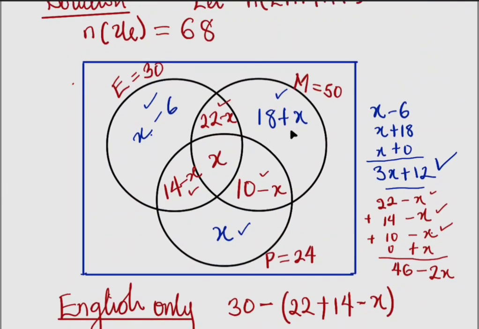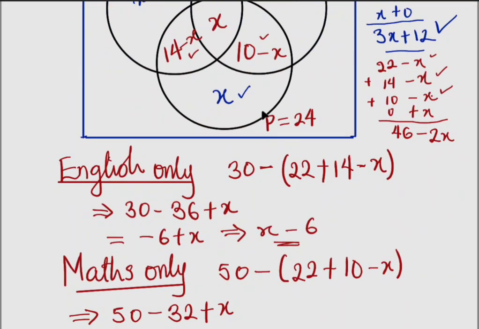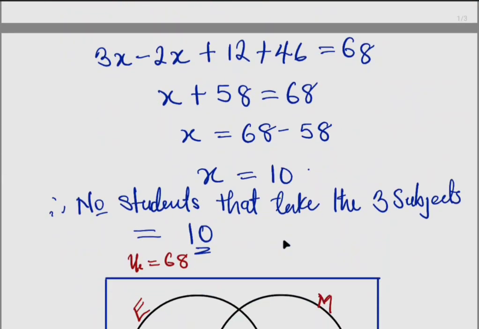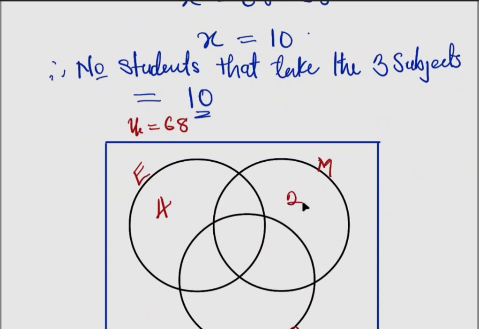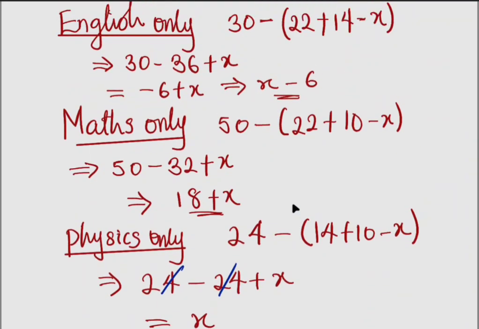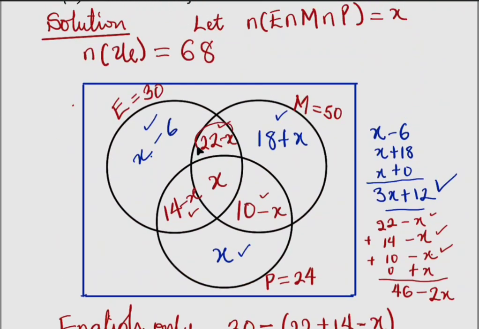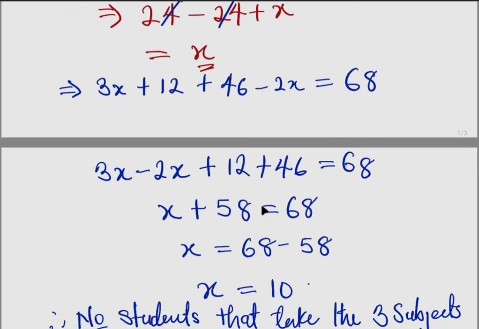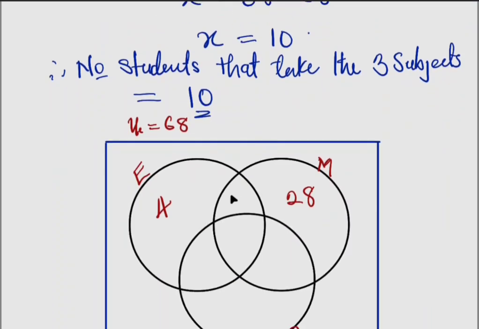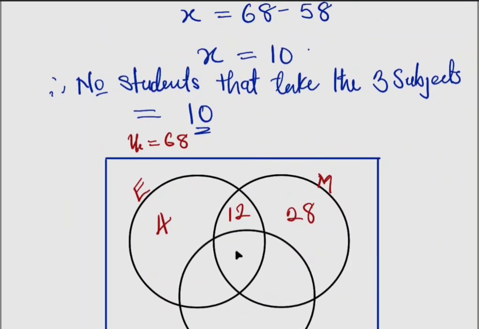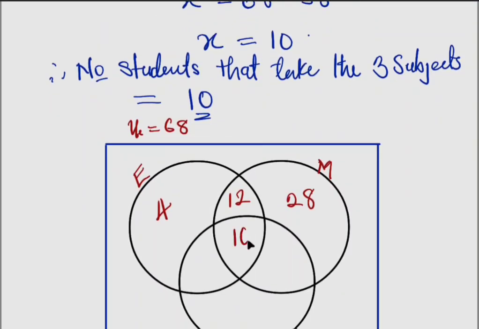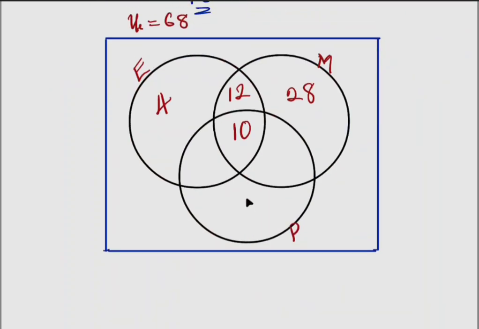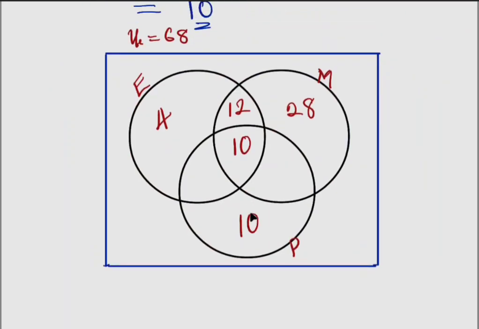Likewise here, 18 plus 10, that is 28. 28 students take math. Then also we have 22 minus 10, that will give us 12. So it means 12 students take English and math. Likewise at the center here, that will be 10. And for physics, which is just ordinary x, is also 10.